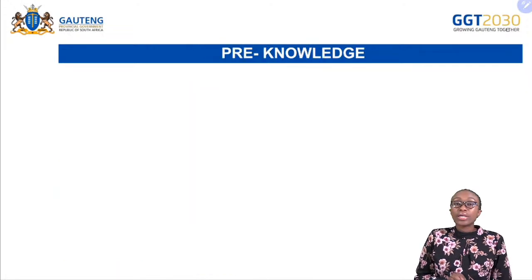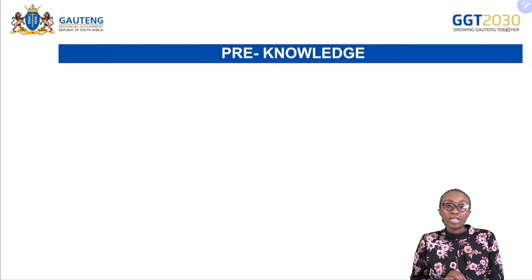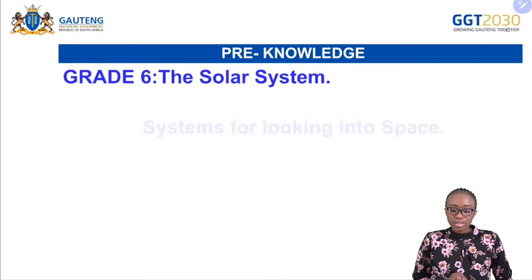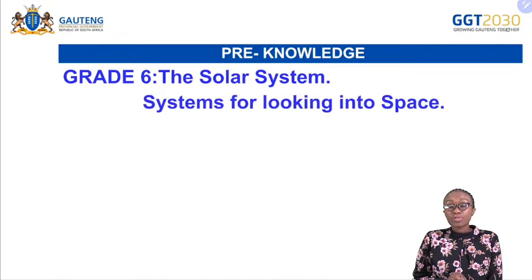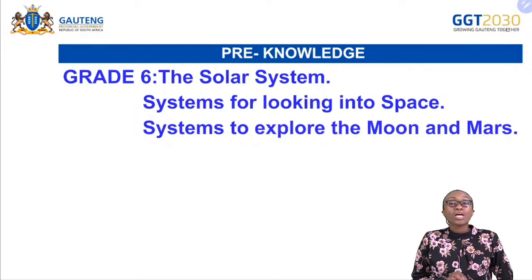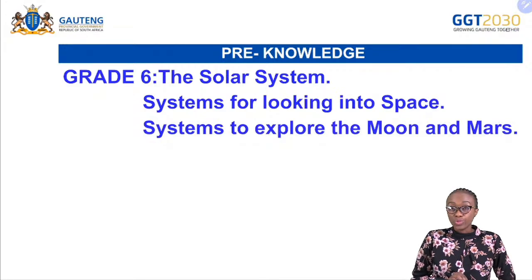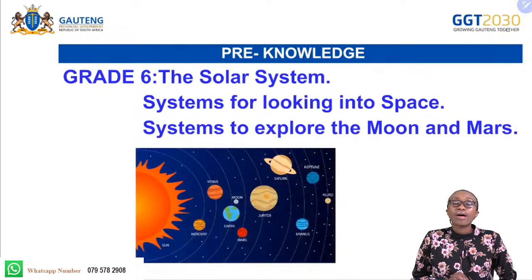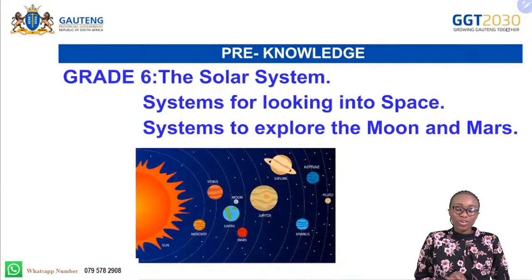Now let's look at pre-knowledge. This is what you have learned prior to today's lesson. It has basically laid down the foundation for today's lesson. In the 6th grade, we learned about the solar system and systems for looking into space, as well as systems to explore the moon and Mars. I'm just pulling up a picture here. I'm sure you remember seeing this picture when you were in the 6th grade.